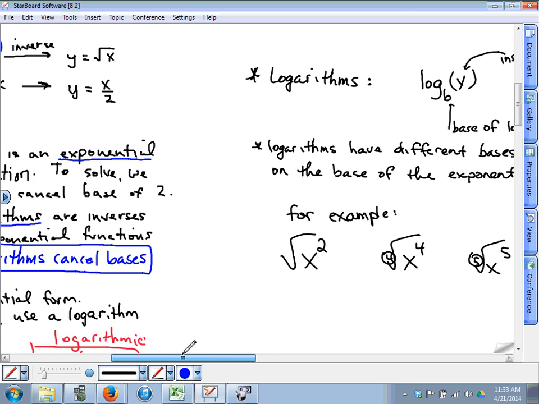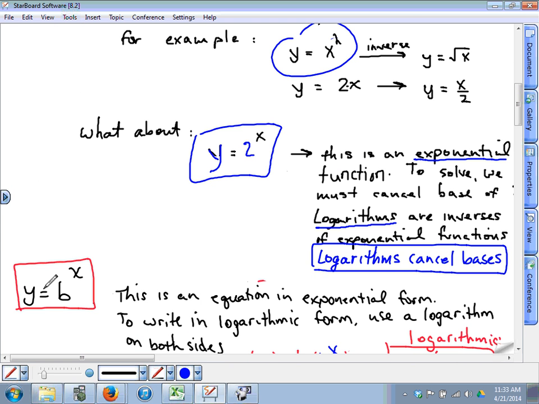So, let me go back here for a second. Y equals b to the power of x. So we know this is an exponential equation, because the variable is the exponent. What we're going to practice doing is rewriting this into a different form.